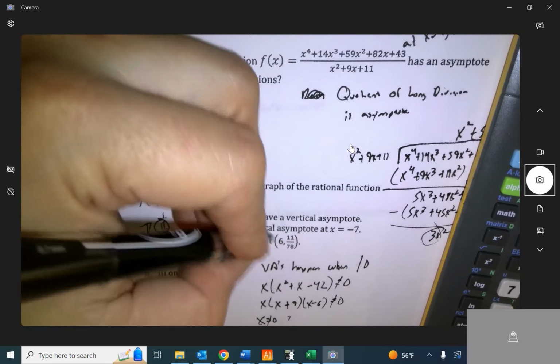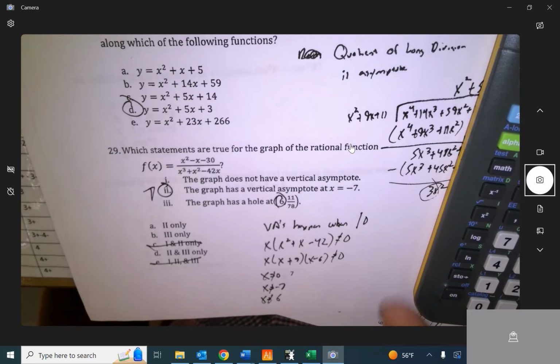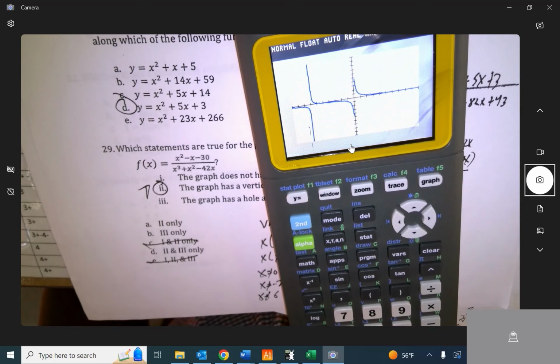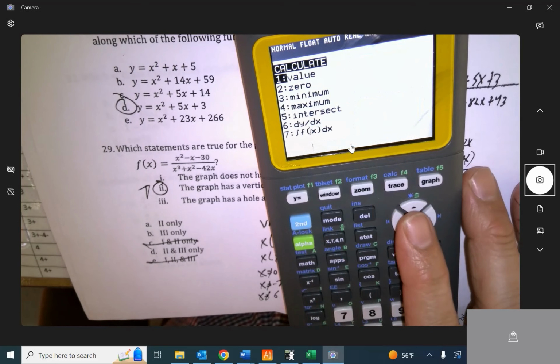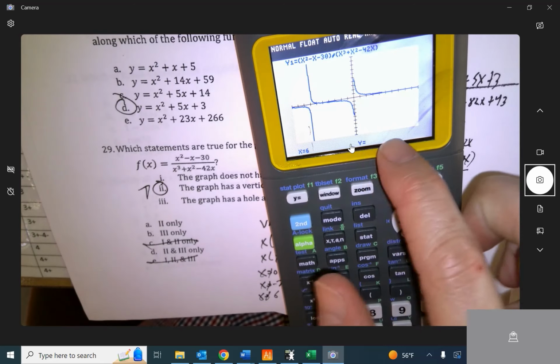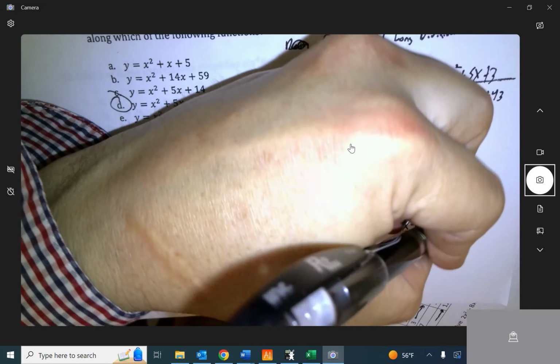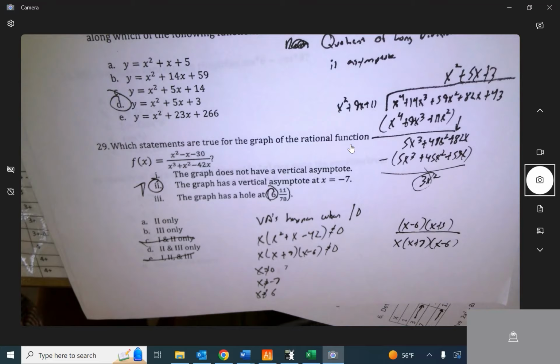Talk about having a hole at 6. It does have a hole. You'll notice that on your graph, it drew it at 6, but let's hit second trace 1 for value. When x is 6, there is no output. Nothing. The reason that happened was because of how this thing factored. Of course, the bottom was x times x plus 7 times x minus 6. The top factors as x minus 6 and x plus 5. And what these things did is they canceled each other out.